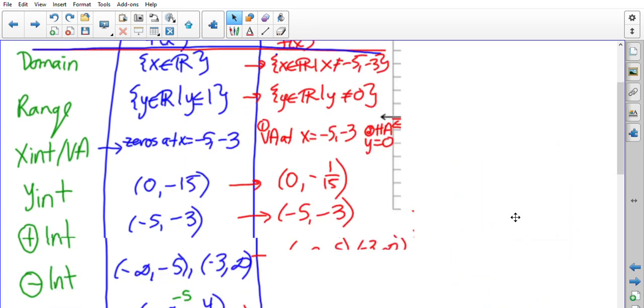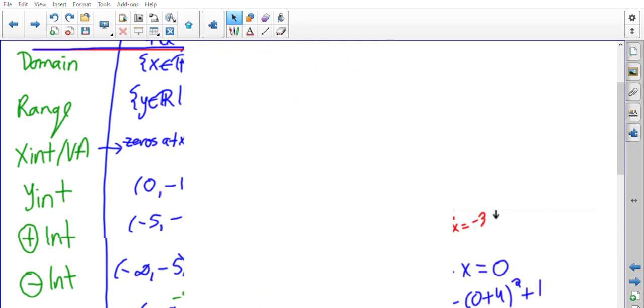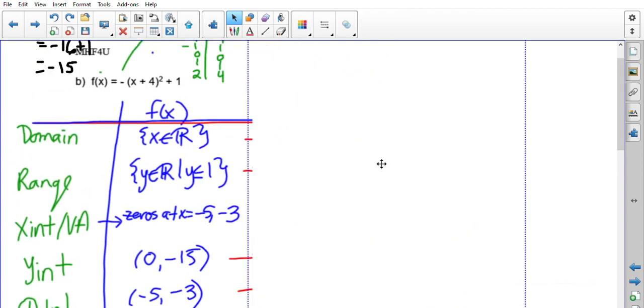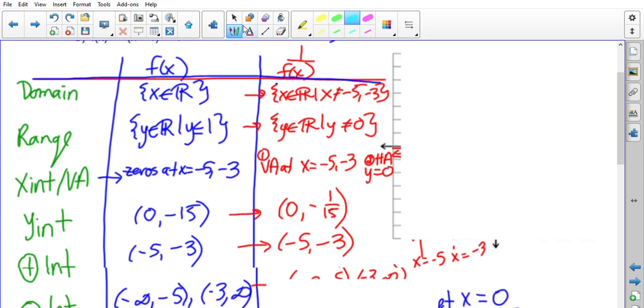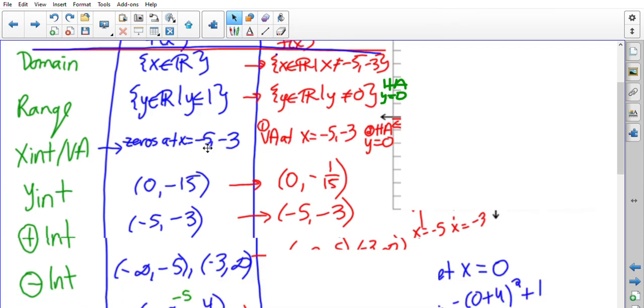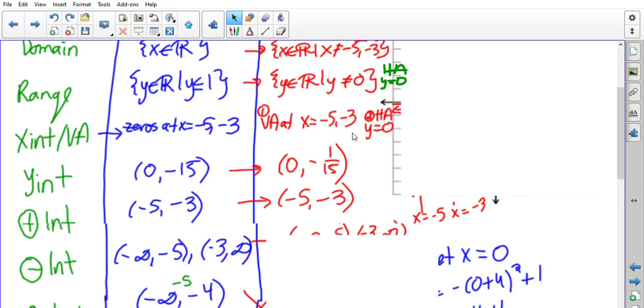Okay, so remember, you should be filling in this red chart, okay, before you do the graph. Okay, so we know the domain of the reciprocal is going to be x cannot equal, and then wherever the 2 zeros were of the original. We know that it's going to have a horizontal asymptote at y equals 0, because that's a rule for reciprocals of quadratics. Okay, so we know the range is restricted. We know we're going to have VAs wherever the zeros were here. Okay, so at x equals -5 and -3.